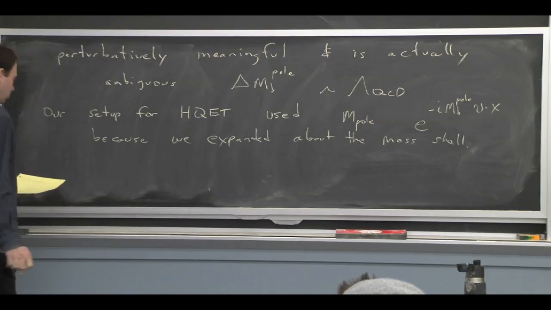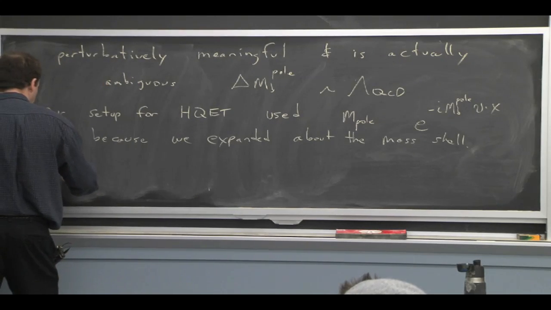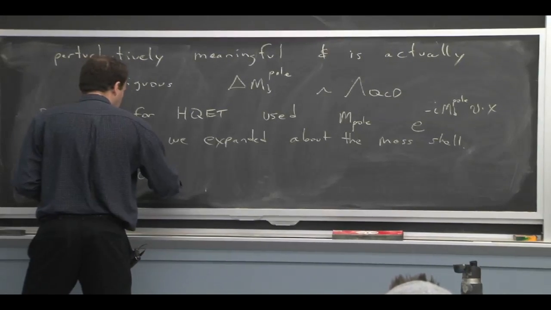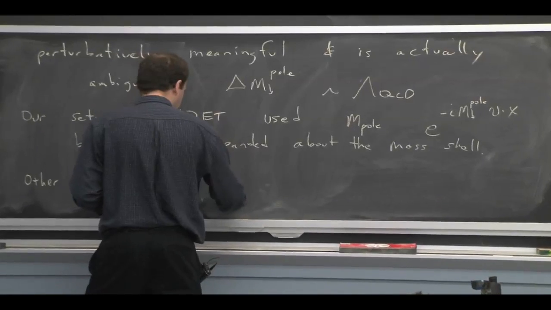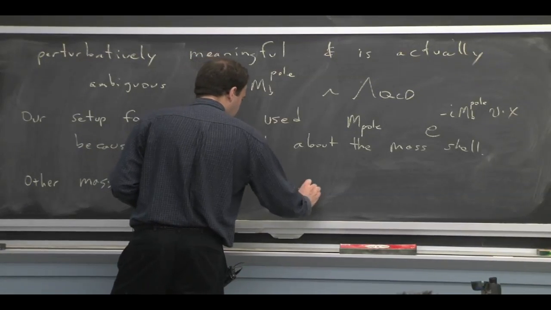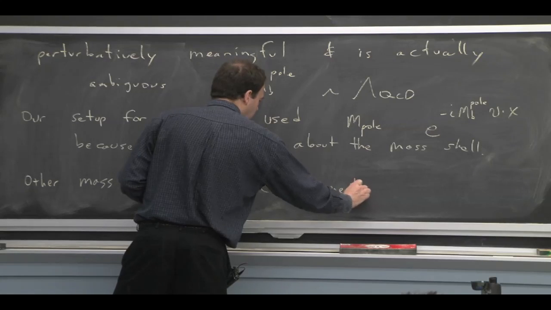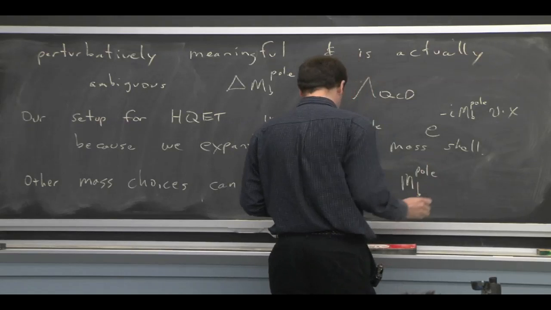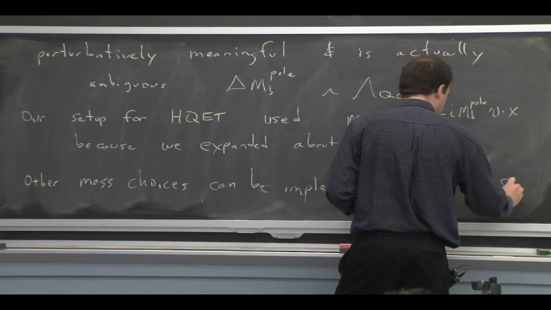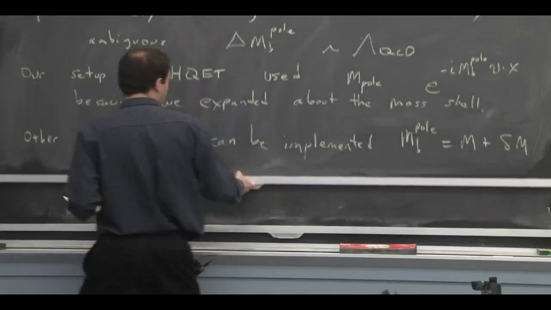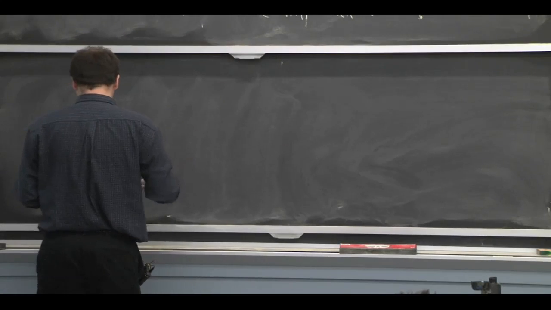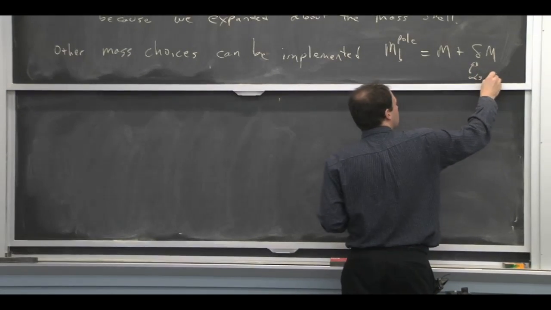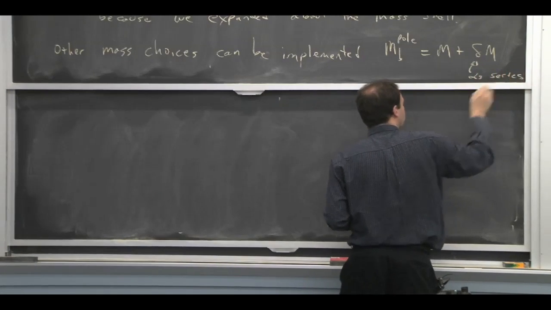If you were to do other things, you can think about getting to other choices and implementing them in the HQET. No problem with doing that. But there does exist another operator that we sort of dropped without thinking too hard about it. If we switch to using a different mass scheme, there's some delta M, which you can think of as a series in alpha_S, which we wrote on the board a moment ago.